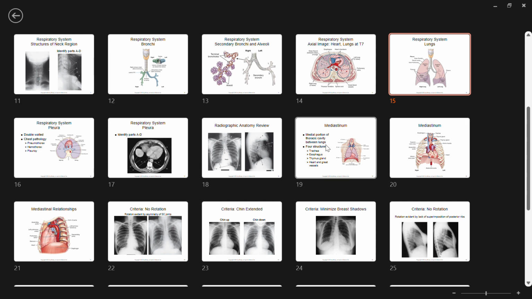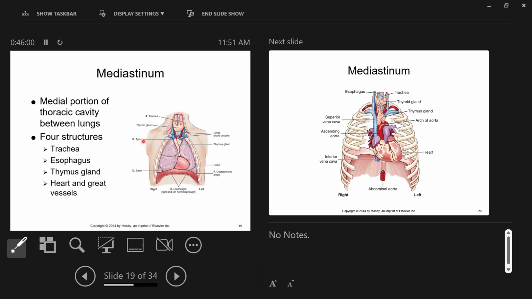Let's talk about the mediastinum. The mediastinum is the portion between the lungs. You have the trachea in the mediastinum. The esophagus is posterior to the trachea. The thymus gland sits anterior to all these other structures and superior to the heart. There in this image is the thymus gland, kind of hiding behind the lungs and in the middle.